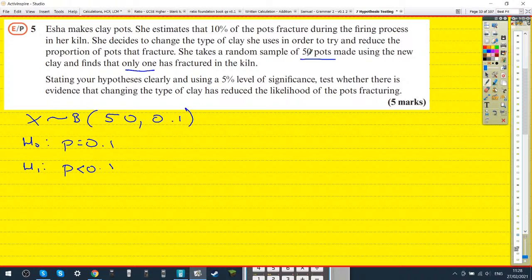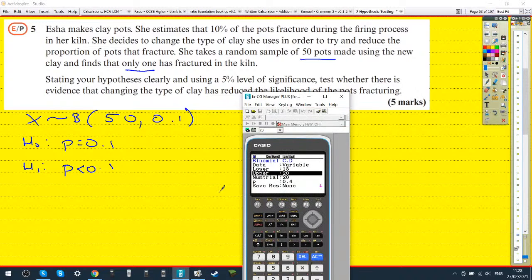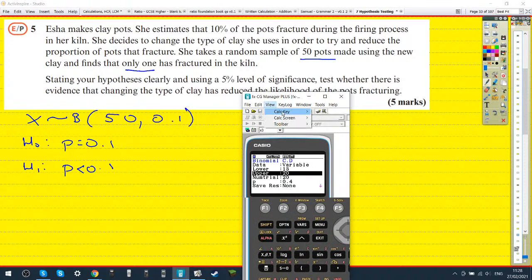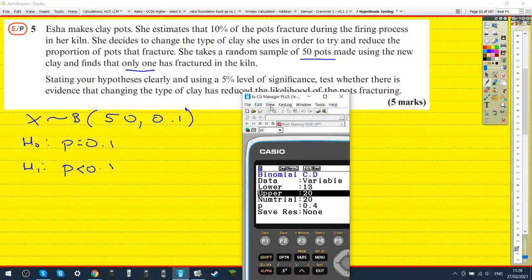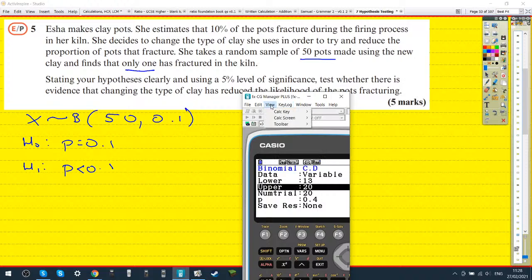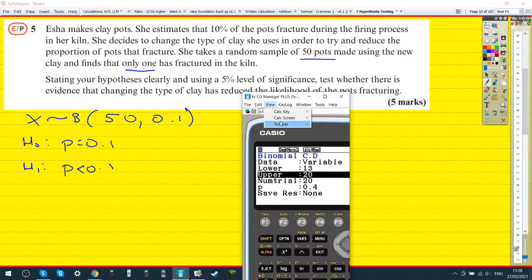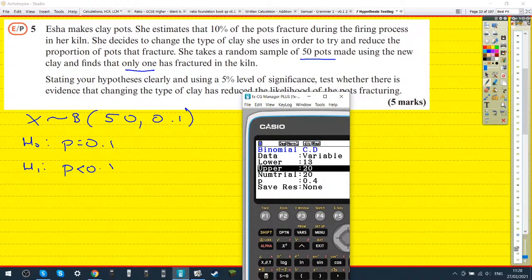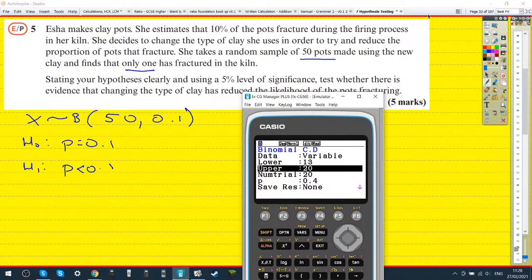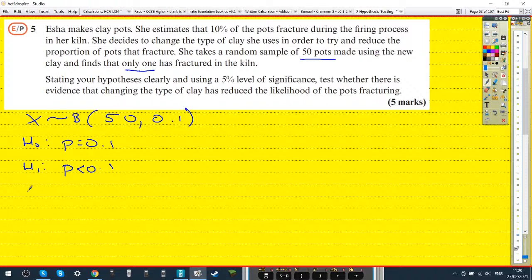I got 1. How did you get 1? So that's X is 1, the critical value. It's below. So I got the answer of 0.03378. Okay, and so the critical region is X less than or equal to 1, like 0 or 1. She fired her kiln and only one was cracked, and so test the hypothesis.